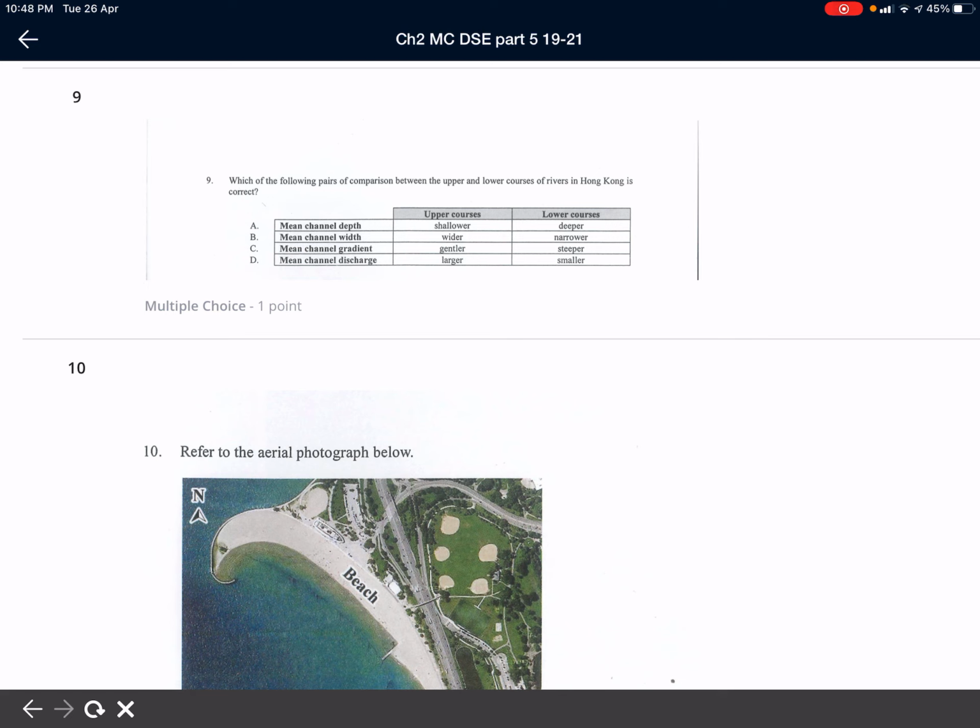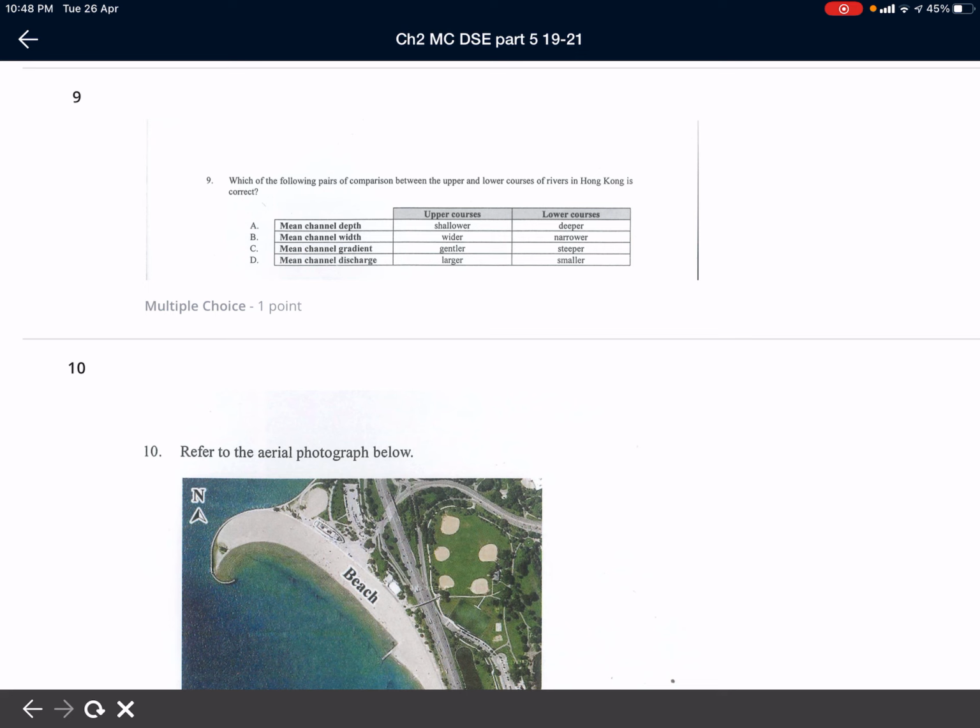And mean channel depth, which is talking about upper course, shallower. True, as I've said before, upper course we are having not that strong erosion, then shallower. Okay, and how about lower course? Because we are having stronger discharge and stronger erosion power, and so lower course is deeper. How about channel width? Okay, upper course is having a wider channel width. Okay, and then lower course is having a narrower channel width. Okay, then is it true? No. Okay, B is wrong.